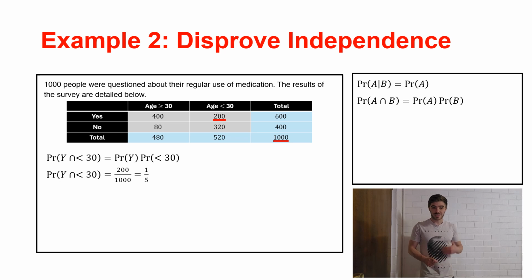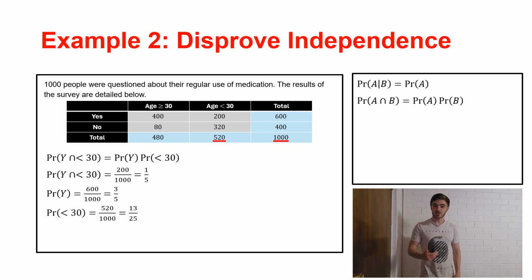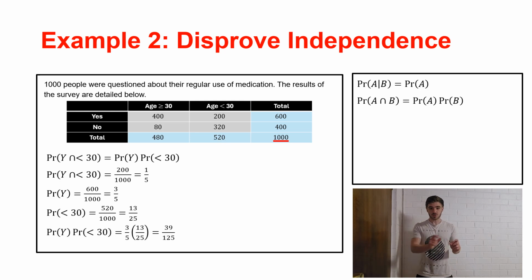Now, for the probability of saying yes to regular medication use, there were a total of 600 people who said yes out of the total 1,000 surveyed. After simplification, that's a 3 out of 5 chance. And finally, for the probability of being younger than 30, there were a total of 520 people who said they were younger than 30. So, after dividing that by the 1,000 total people, you get a final probability of 13 out of 25. All we do from here is multiply the two individual probabilities and compare that to the intersection.